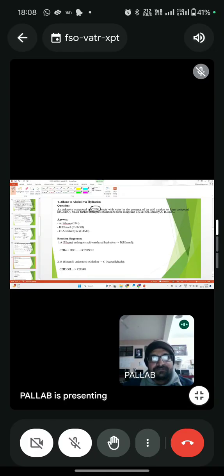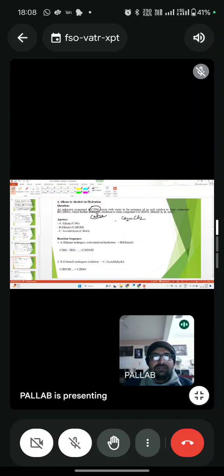So what does the general formula of alkane, alkene, alkyne look like for this compound? It is CnH2n type of compound. That means this is nothing but alkene. And what is the alkene of two carbon atoms? That is ethene, CH2 double bond CH2.